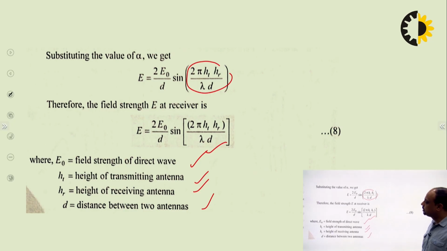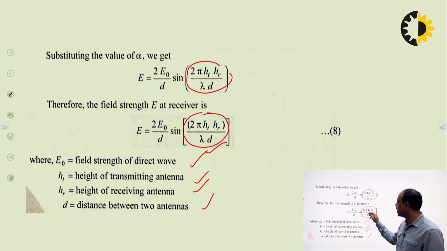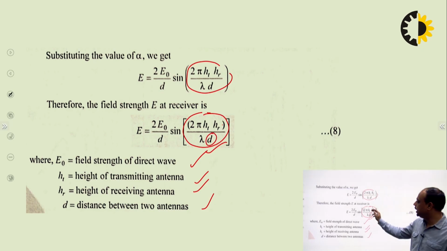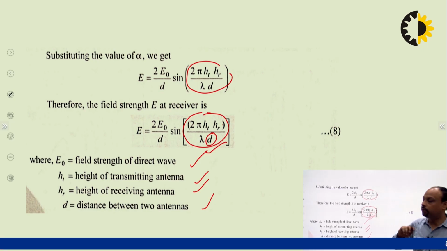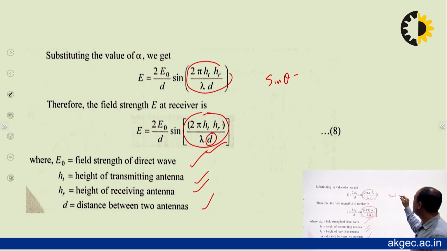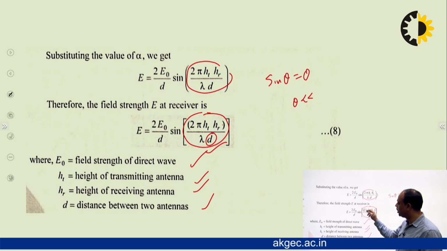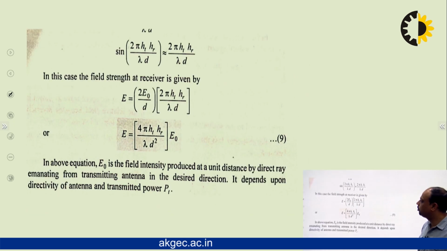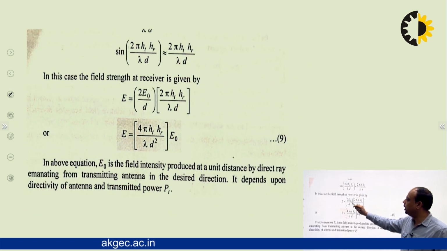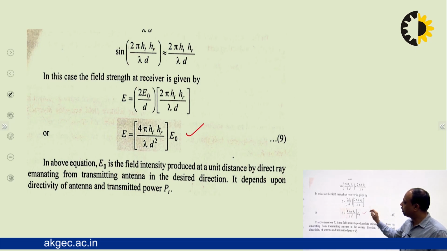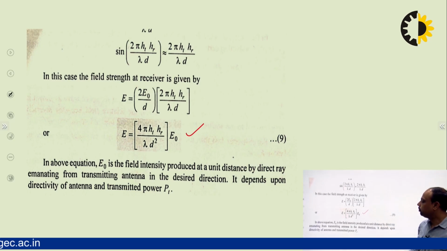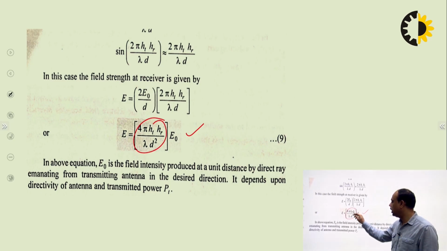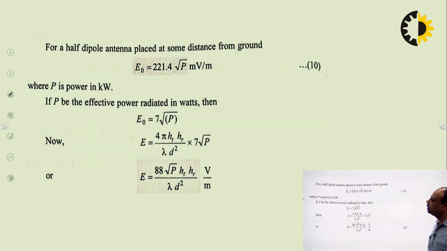Now again, this ht into hr is very small compared to the distance between the antennas. So the angle of the sine is very small. So we have the identity sine theta is equal to theta if theta is very, very small. In this case, where theta is very small, we can remove this sine term. So this is equal to this only, and then putting this value, we have the electric field received equal to this times the electric field transmitted by the transmitting antenna.